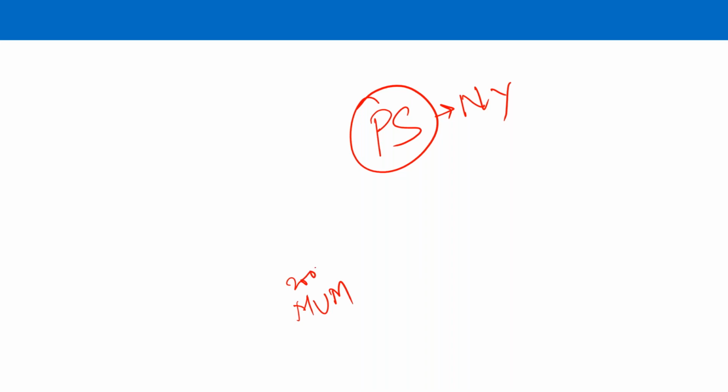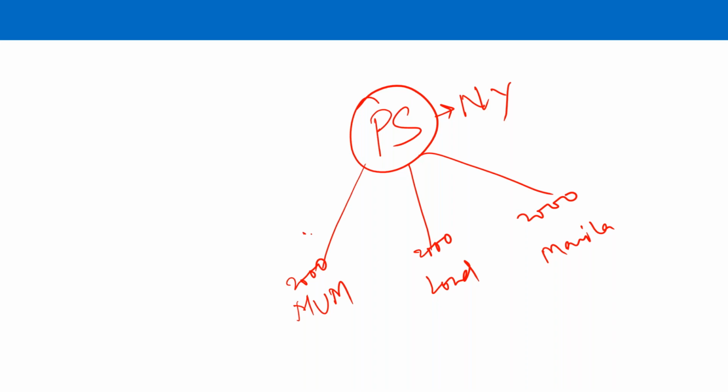Can't we manage with one primary site across the globe? For example, if I have a primary site in the US and we have to manage APAC and EMEA. Okay, so suppose you have a primary site in New York, right? And you have one office in Mumbai, which has say 2,000 devices. London has 2,000 devices. And then you have Manila, another 2,000 devices. Now, all these are connected with which network? WAN network. Let's say the maximum speed you have is 100 megabit.